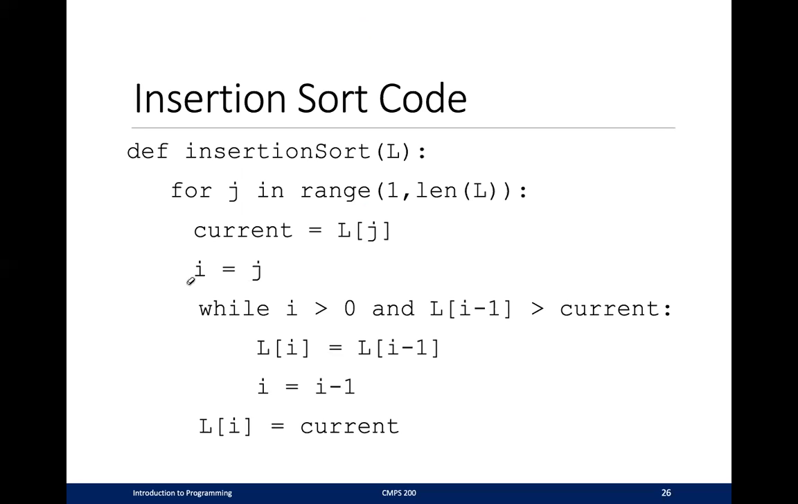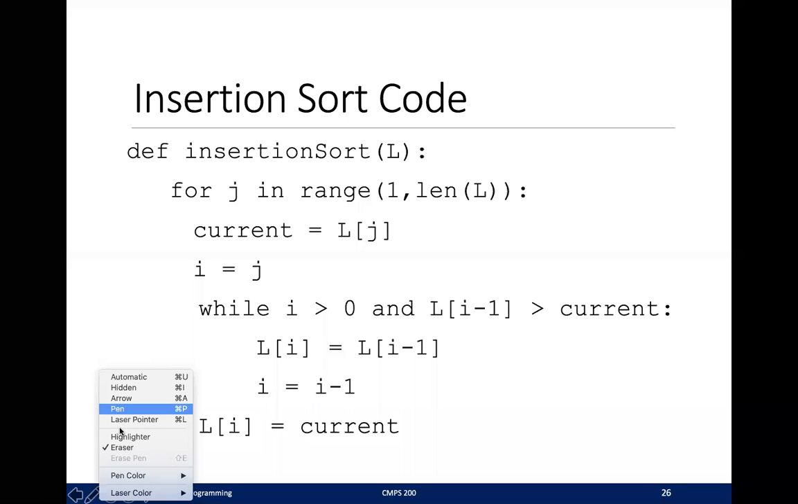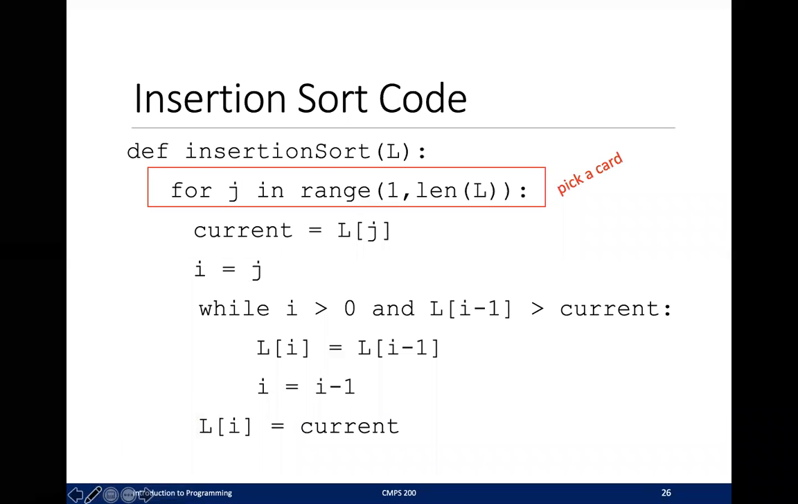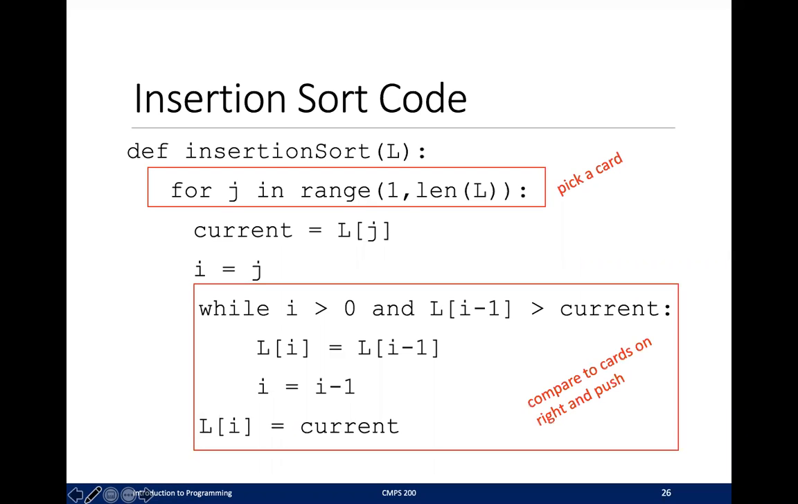Yeah, the second loop is a little bit different from what we're used to because it's working from I equal to the current element all the way till 0, right? So it's going like this. Questions? So this is really, if I want to explain it again, this is picking the card, and this is comparing the card to cards on your left and pushing, right? So it's on left, not on right, and push.